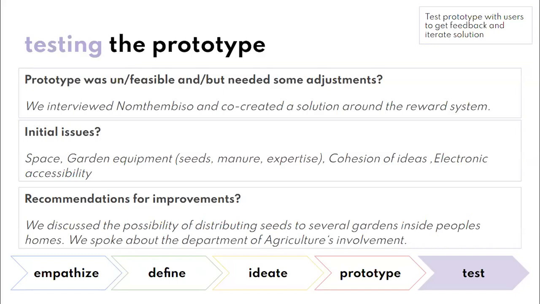And also asking for recommendations for improvements. Here they said, we discussed the possibility of distributing seeds to several gardens inside people's homes. We spoke about the Department of Agriculture's involvement. So someone had spoken about stakeholders. They didn't mention and name the Department of Agriculture as a stakeholder. Upon going through the prototyping and testing of this prototype, they realized maybe we should get the government involved. Maybe there's something there that will be able to assist in funding, assist in skills development, that would take away from the need for creating other programs to assist.